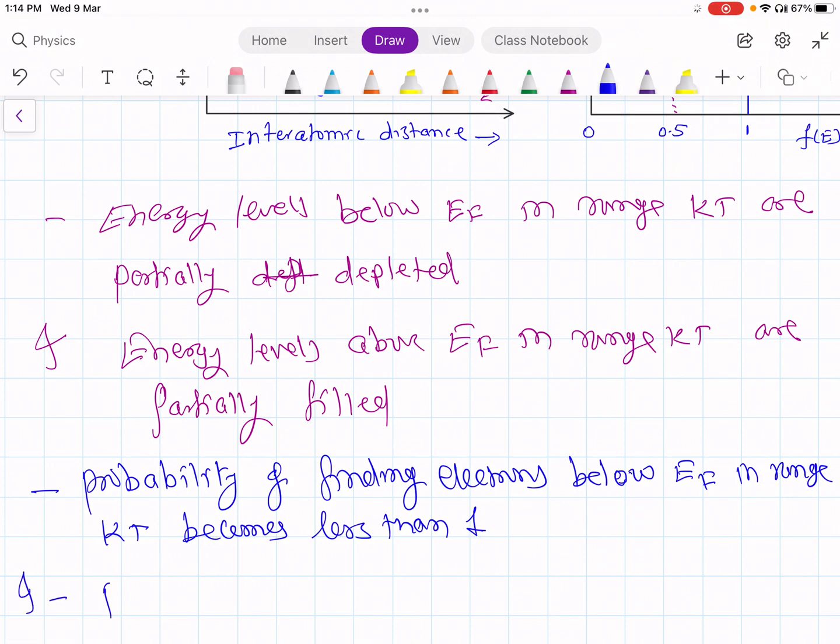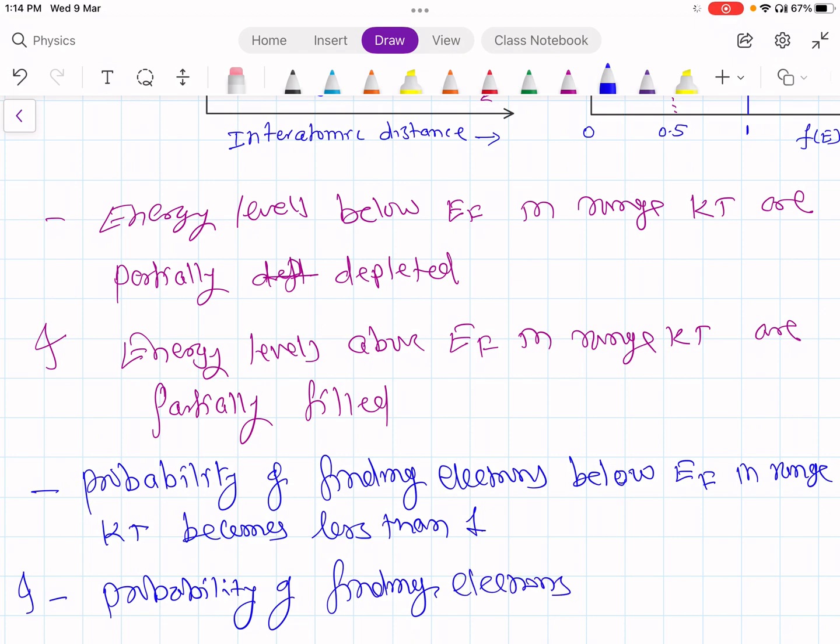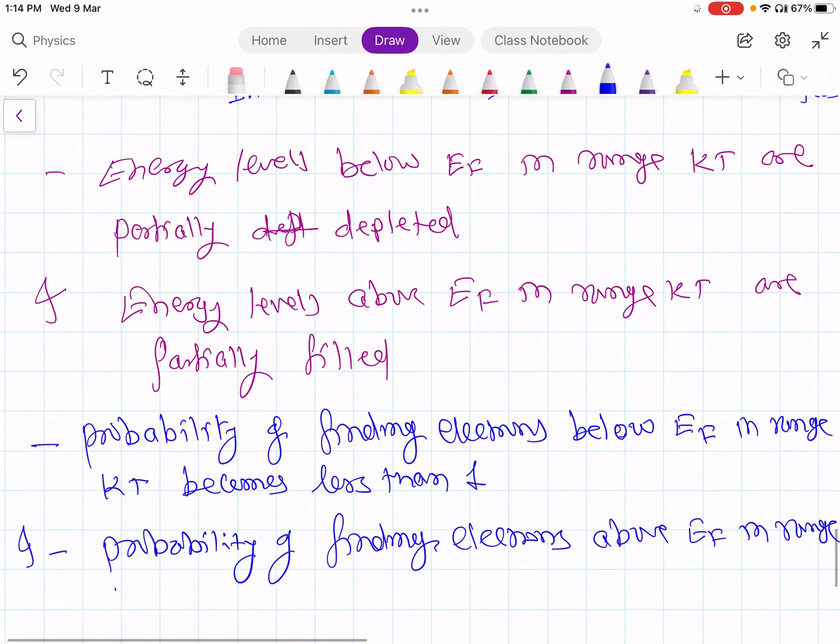And the probability of finding electrons above EF in range kT becomes more than 0. When temperature was 0, all energy levels above EF were vacant. That is, the probability was 0. But now, at temperature T more than 0 Kelvin, the probability of finding electrons above EF in the range kT becomes more than 0, or you can say greater than 0.